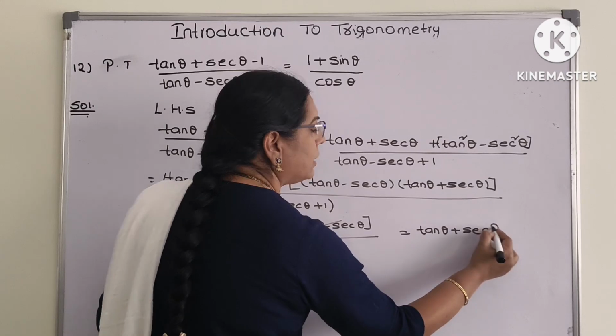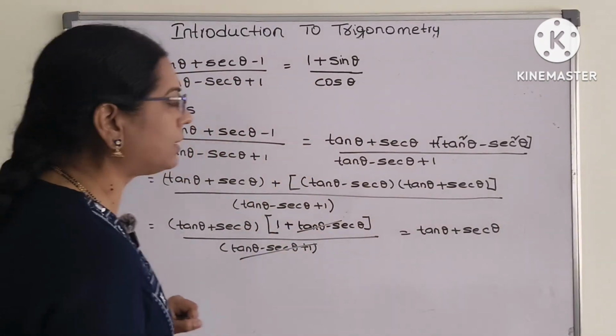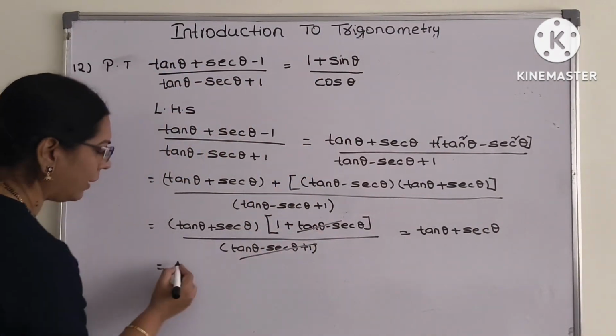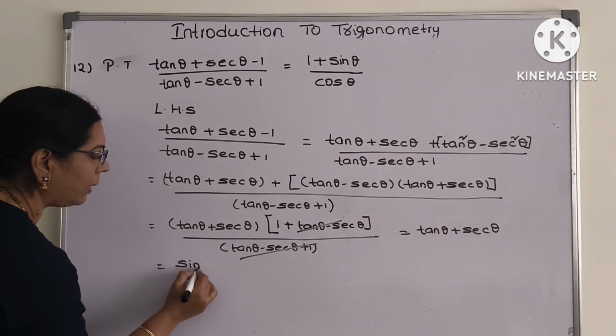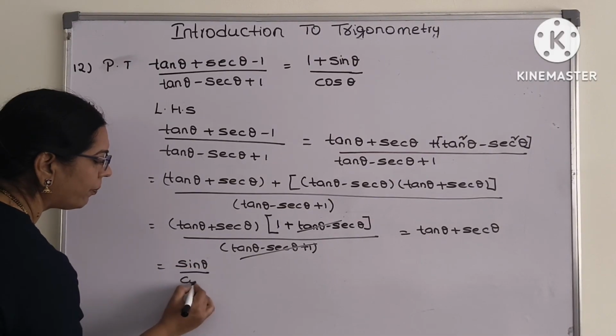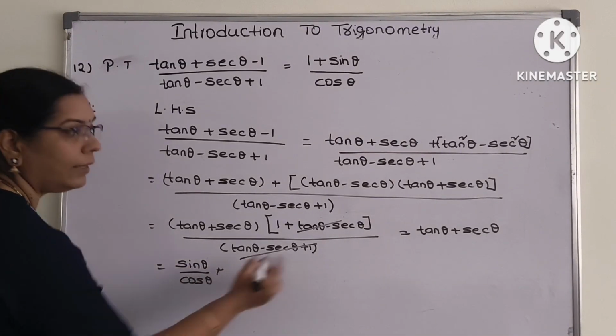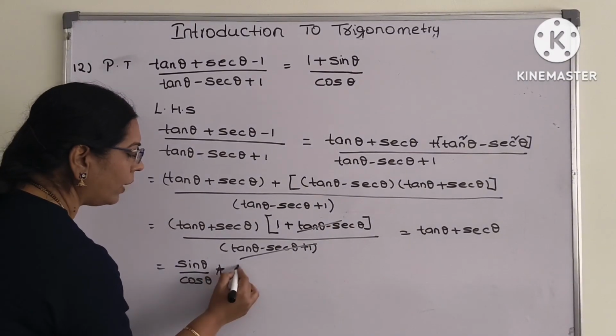But is this my RHS? No, RHS is in terms of sines and cos. So, convert to sine and cos. Tan can be written as sine by cos, and secant can be written as 1 by cos.